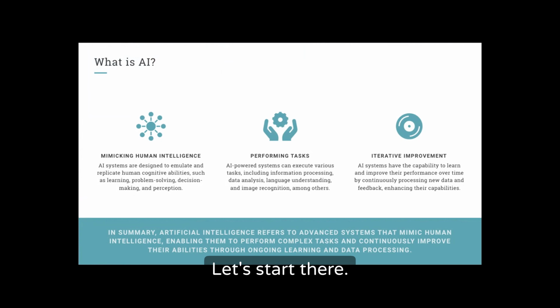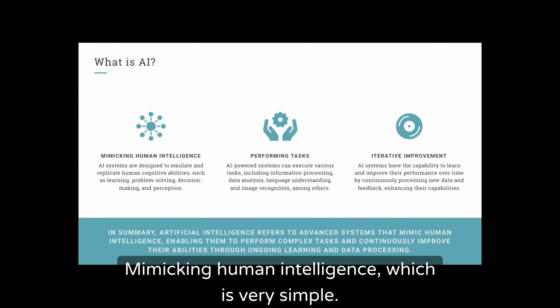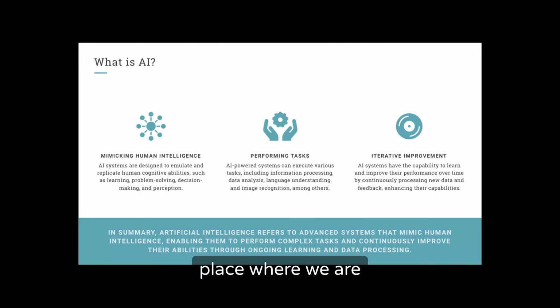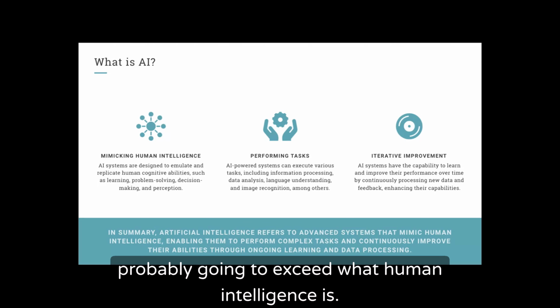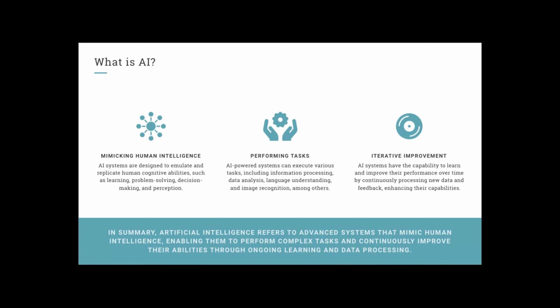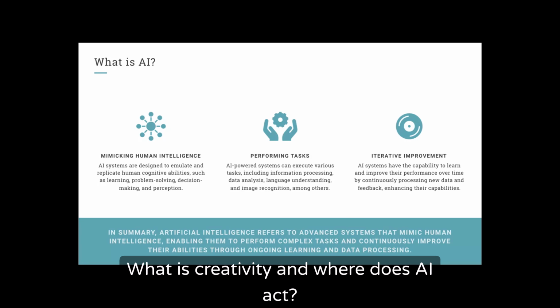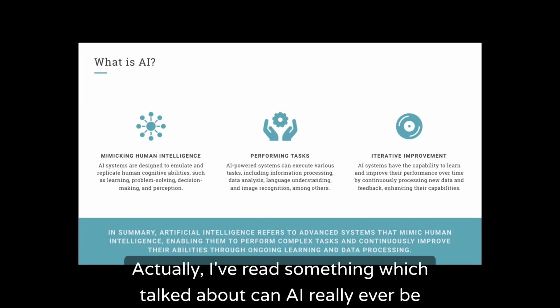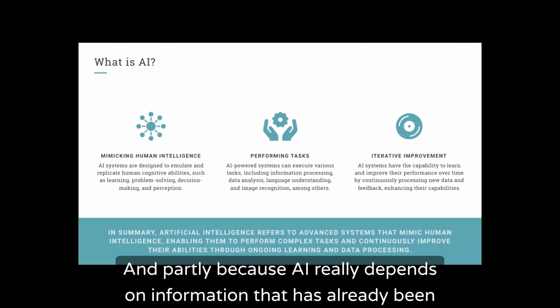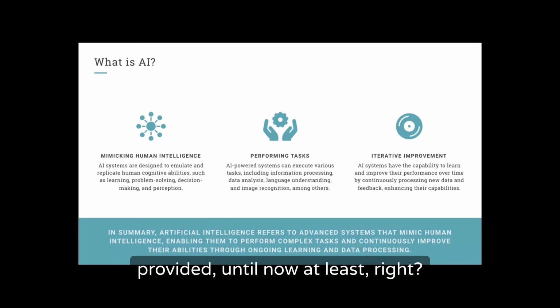What is AI? Let's start there. Mimicking human intelligence, right, which is very simple. A lot of people understand that. And why is it important? Because AI systems are now getting to a place where we are probably going to exceed what human intelligence is. Now, there is definitely a debate out there about what is creativity and where AI can act. Actually, I read something which asked, can AI really ever be Shakespeare? I don't know. Partly because AI really depends on information that has already been provided, at least until now, right?